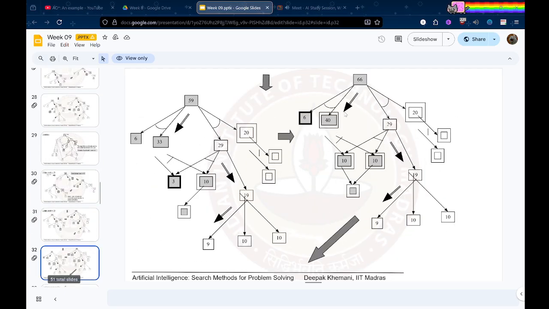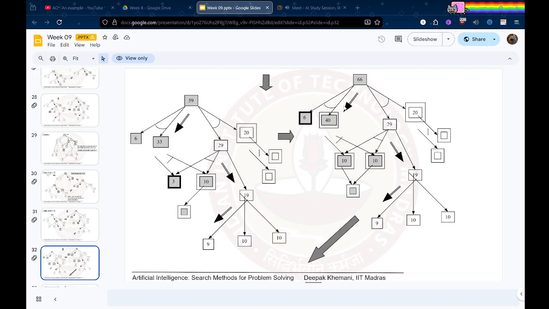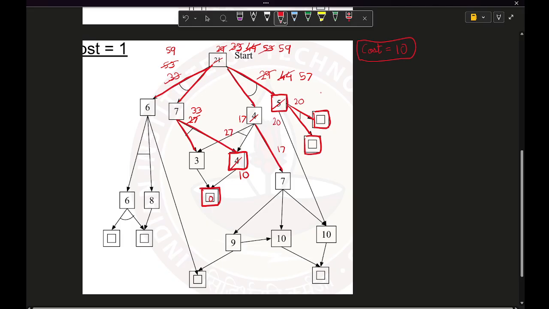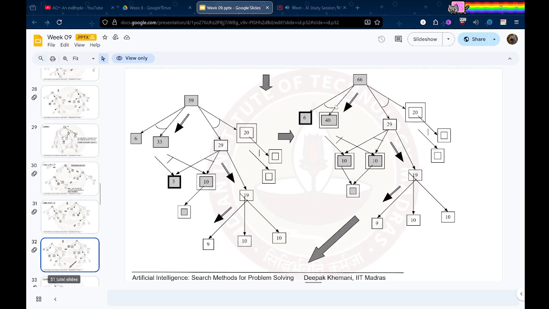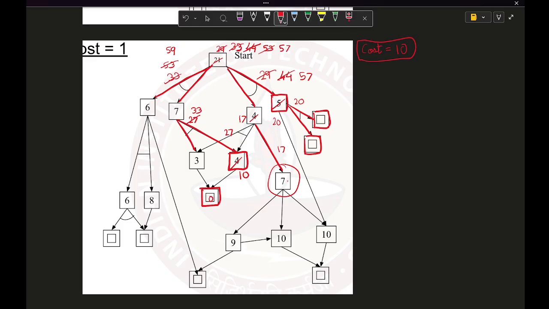Okay. So now this is 59. No, wait, this is 57. Damn, this is confusing. This should be 57 now, not 59, because we are picking this one. And now here what we have is that our deepest node is this one in this path. This is the deeper node.